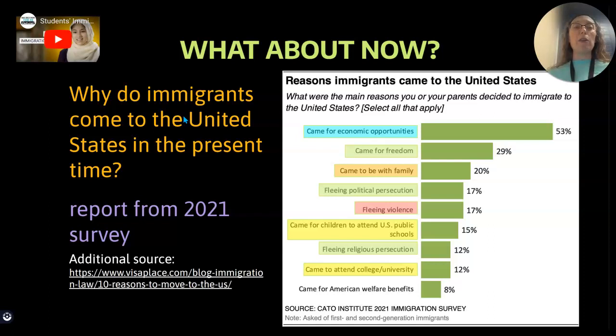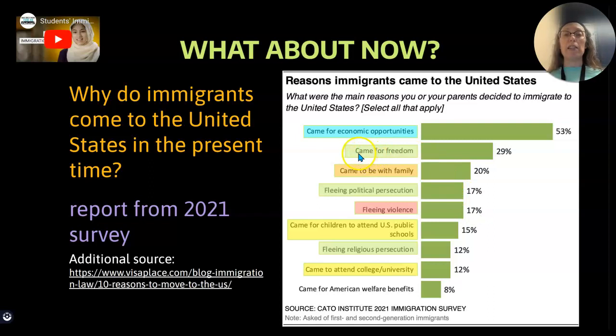So why is it that immigrants came to the United States in the present time? This is from 2021. And I want you to notice I have color-coded it to have similar reasons together. So economic opportunities, that's over half of immigrants came for economic opportunities. Now you'll notice if we add all this up, it adds up to more than 100%. Some people gave more than one reason.